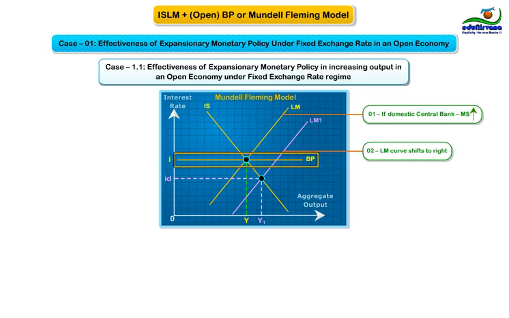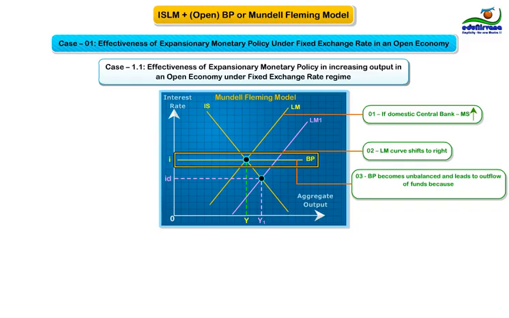But the balance of payment market, BP, becomes unbalanced. This leads to capital flight, an outflow of funds, since the domestic interest rate, ID, is less than the foreign interest rate, IF. Outflow of funds, selling domestic currency and buying foreign currencies, leads to a rapid depreciation of the domestic currency.